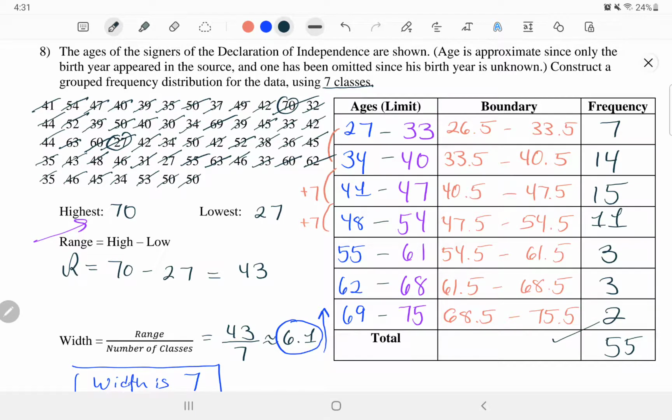To find the relative frequency is pretty straightforward. We take the class frequency and divide it by the total frequency. So for example, if I want to find the relative frequency of the first class, I will take my class frequency of 7 and divide it by 55. And we repeat the same process until we have all of the relative frequencies.